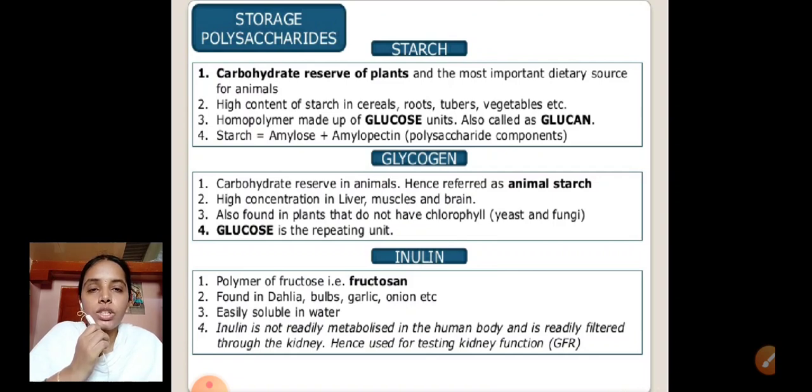Another storage polysaccharide is inulin. It is a polymer of fructose. It is found in dahlia bulbs, garlic, onion, etc. It is easily soluble in water. Inulin is not readily metabolized in the human body and is readily filtered through the kidney, hence it is used for testing kidney function.